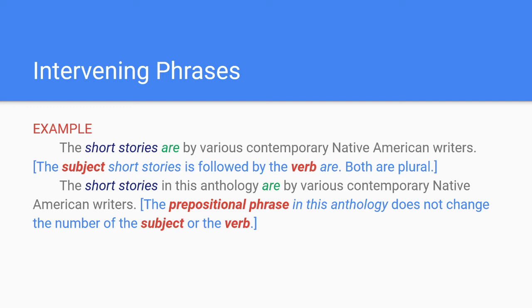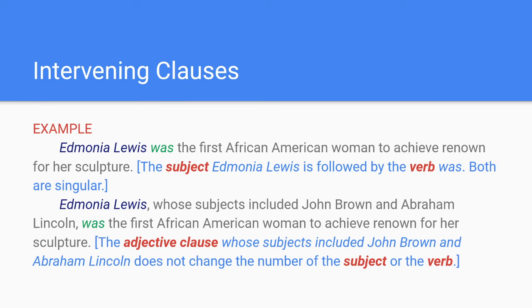So let's look at an example with clauses. Edmonia Lewis was the first African American woman to achieve renown for her sculpture. Subject, Edmonia Lewis. Verb, was. Both are singular. They're in agreement. Edmonia Lewis, whose subjects included John Brown and Abraham Lincoln, was the first African American woman to achieve renown for her sculpture. The adjective clause is an intervening clause. It sits between our subject and our verb. But it does not change the number of the subject or the verb. Edmonia Lewis is still singular, therefore our verb is still singular.